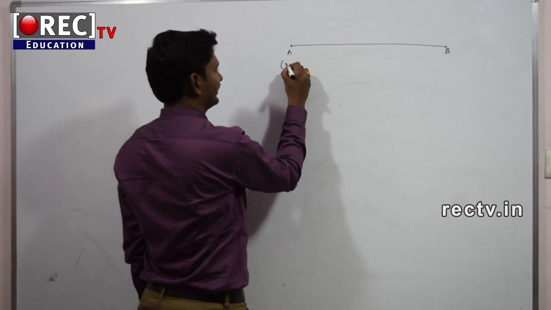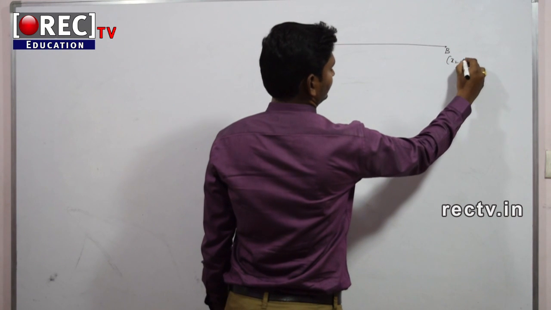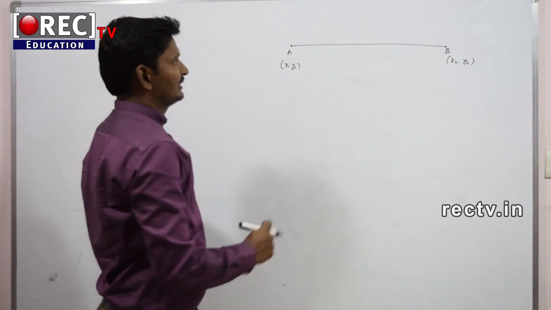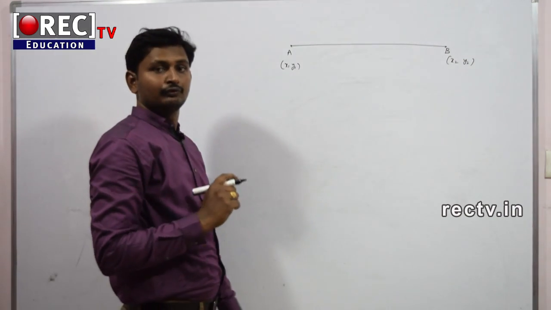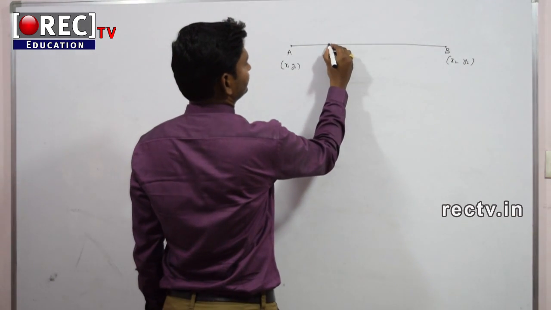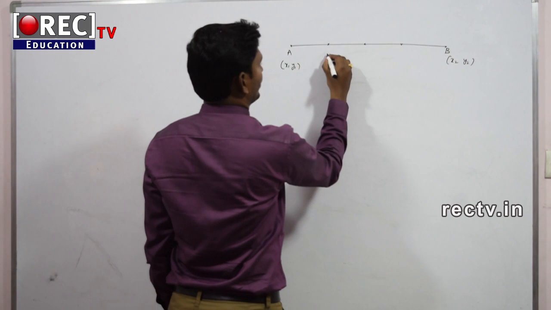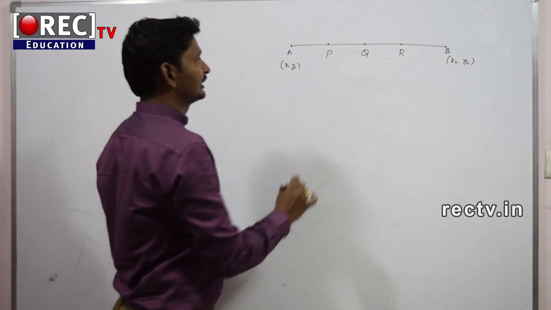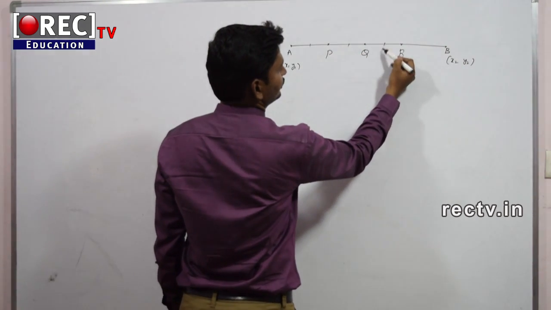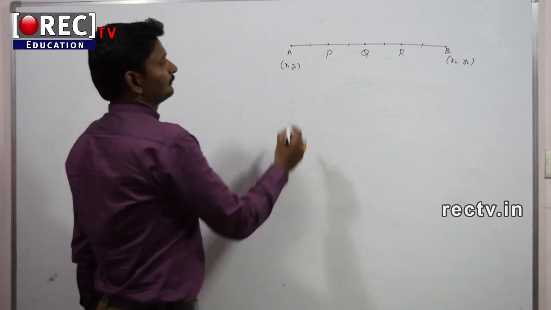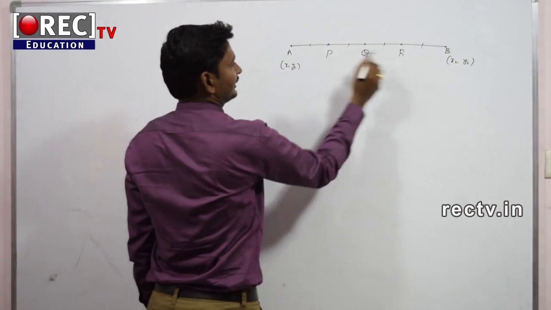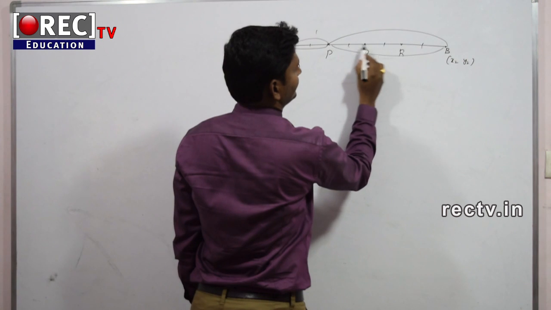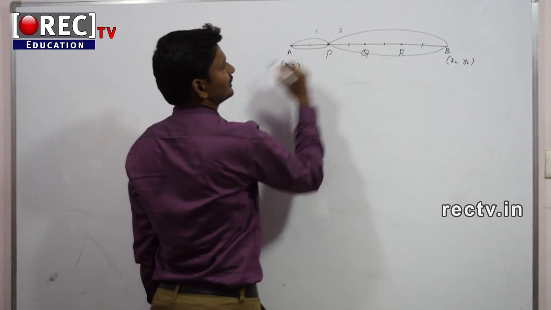AB is a line segment with (x1, y1) and (x2, y2). Sometimes they may ask like this: find the points which divide the line segment AB into 4 equal parts. That means we have to consider 3 points P, Q, R. These 3 points divide the line segment AB into 4 equal parts. Now AP is equal to PQ is equal to QR is equal to RB. First, this P divides the line segment AB in the ratio: here this is one part and here this is 3 parts. So 1, 2, 3. Now P divides in the ratio 1:3.